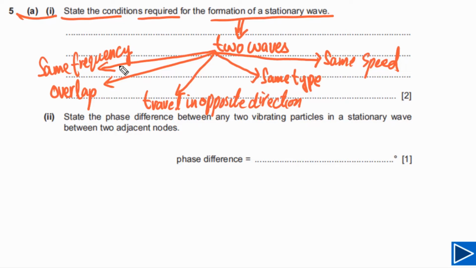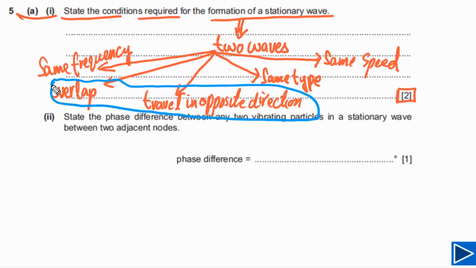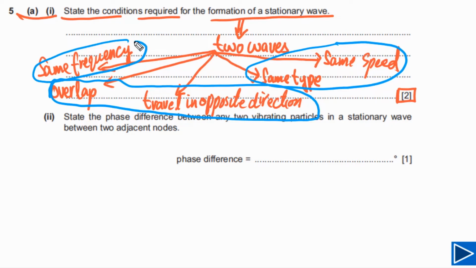So these are the conditions we need. If you write down these, you will get 2 marks. This question has only 2 marks. The first mark you will get if you have written overlap, traveling in opposite directions. And if you write down same type, same speed and same frequency, you will get the 2nd mark. So this is how you can write down the answer for the sake of this question.